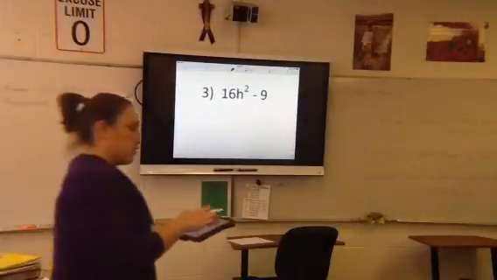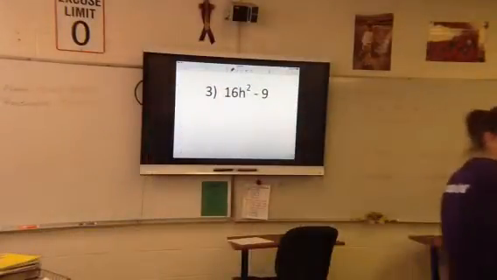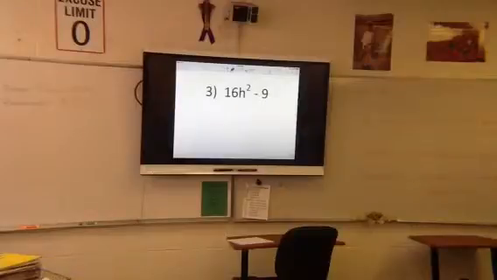Okay, someone else want to try to do one now? What do we think here? Ben, what you got? 4h minus 3, and then 4h plus 3. Nice job. Okay, so square root, right? Square root of 16 is 4. H squared breaks to h and h. Square root of 9 is 3. That's it. That's all there is.